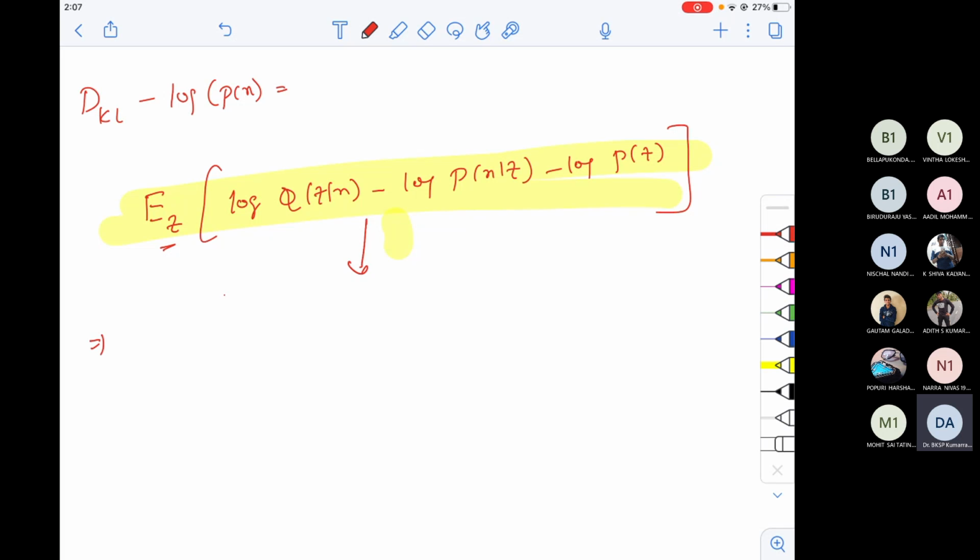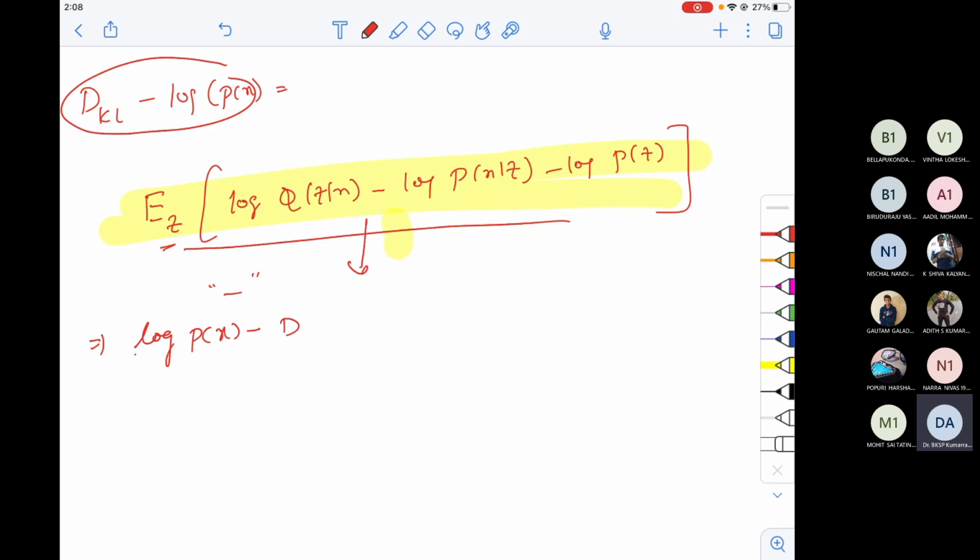Now what I do is I'll apply minus on both sides. This is my left hand side. This is my right hand side. Then the LHS changes to log of P of x minus dKL, the KL divergence between Q phi of z given x and P theta of z given x. This is my LHS.